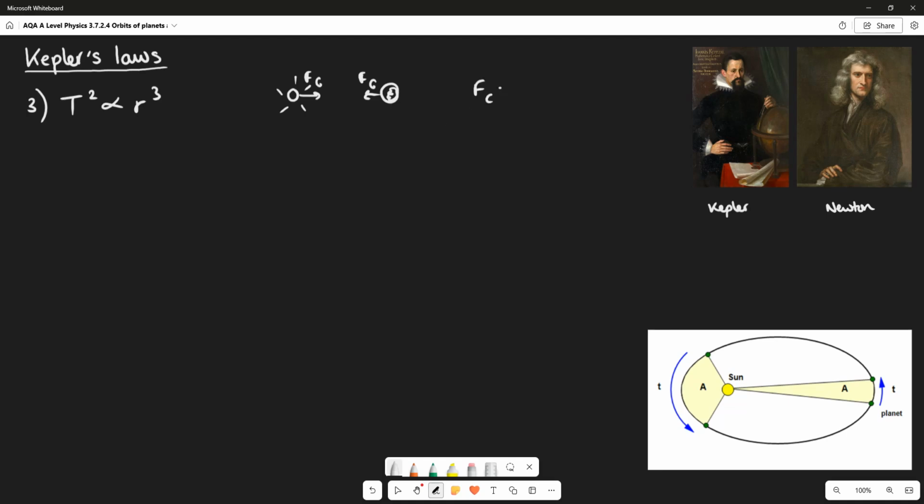We know that a centripetal force has that equation, and Newton's law of gravitation is this. If these two are the same, then we can write them as equal.